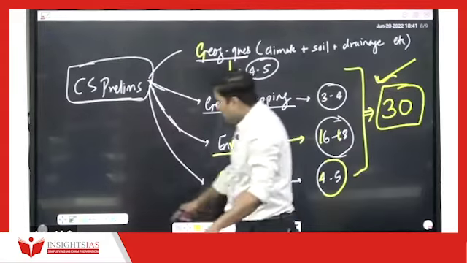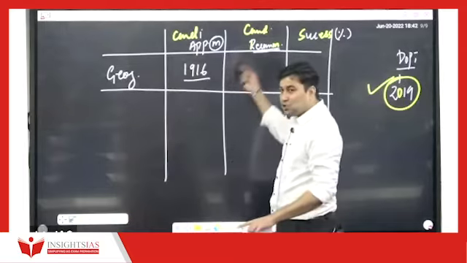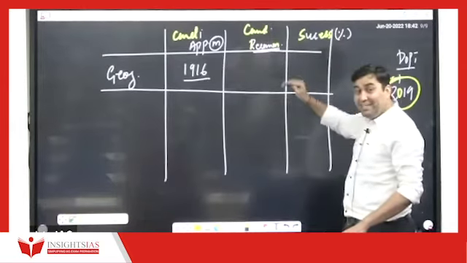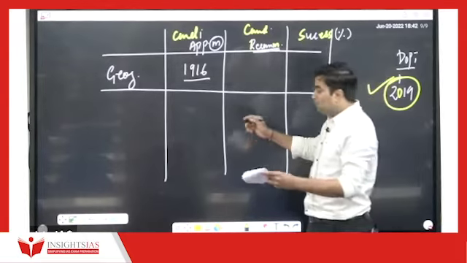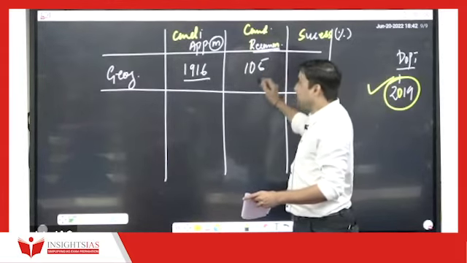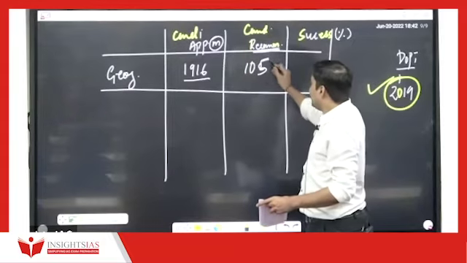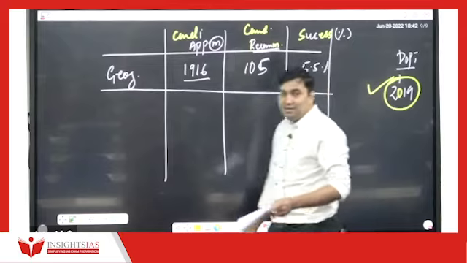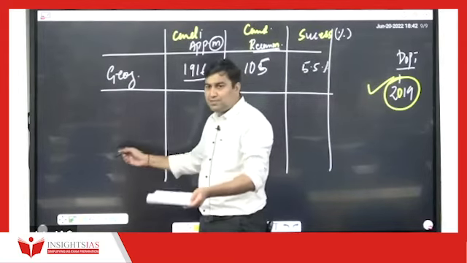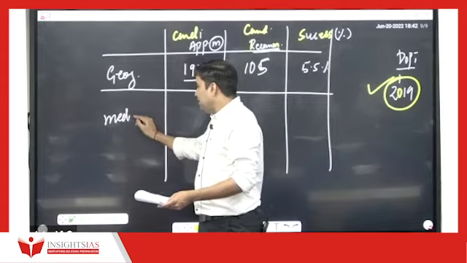And if you see the total number of final selections through geography in 2019, when the geography was at its ebb, the lowest number, it was 105 candidates were recommended. That means the ratio is 5.5%. If you see other optionals, just I'm trying to tell, I'm not comparing, I'm just trying to give few data.